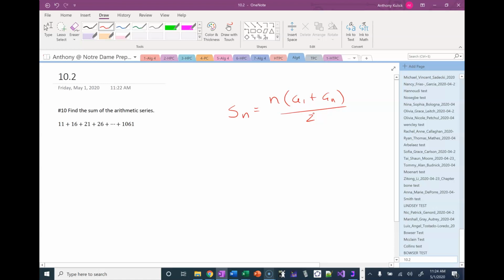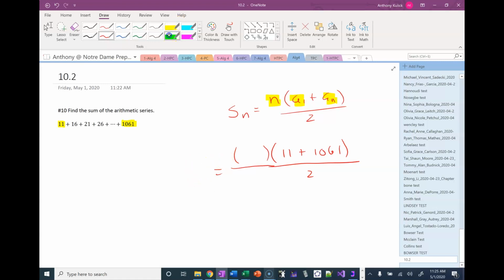For this, I need three things to go in this formula. I need to know how many terms I'm adding up, I need to know what the first term is, and I need to know what the last term is. Right away, it's easy to see the first and last terms. So that's my value for a1, which is 11, and an, which is 1061. What I don't know, though, is what term number 1061 is.